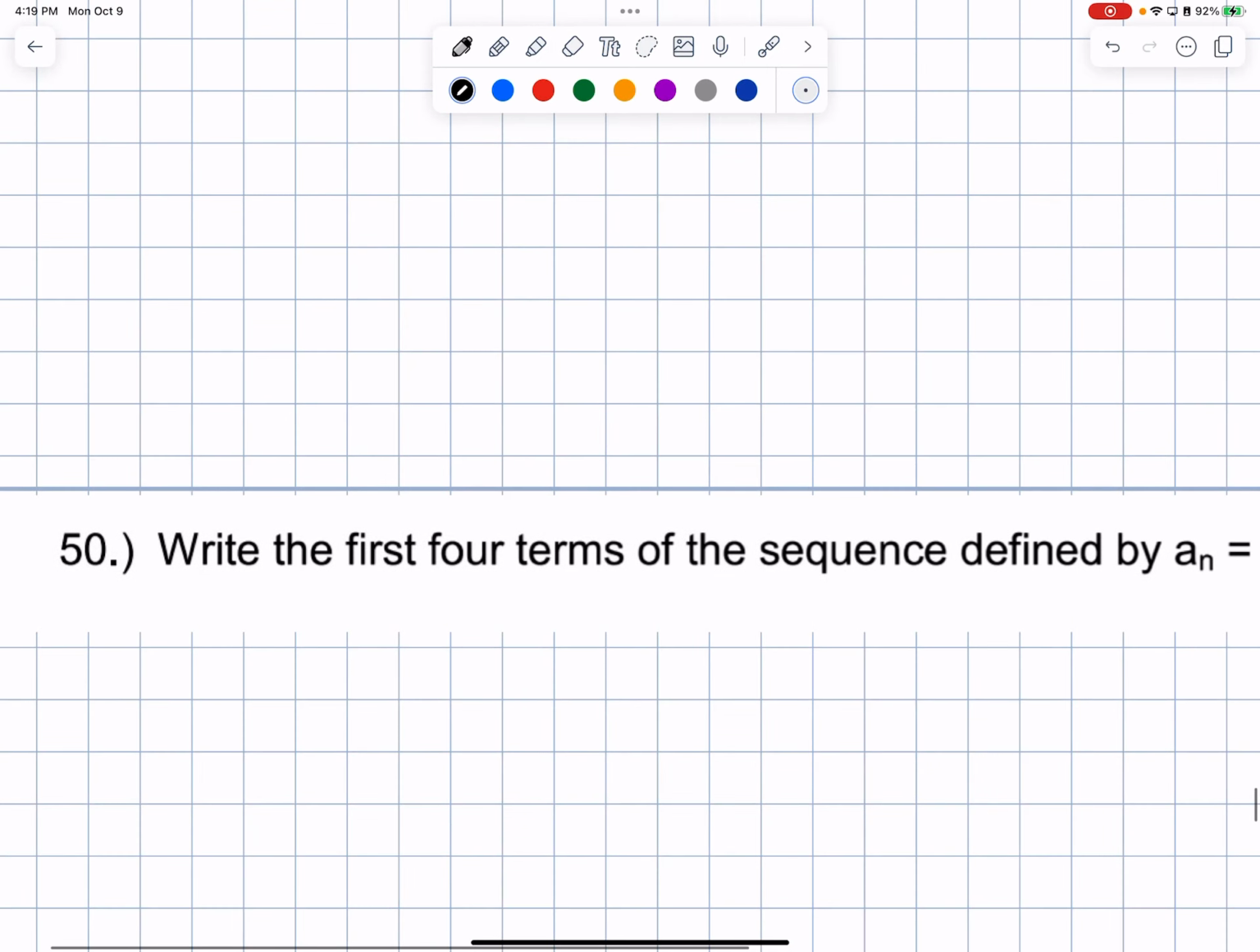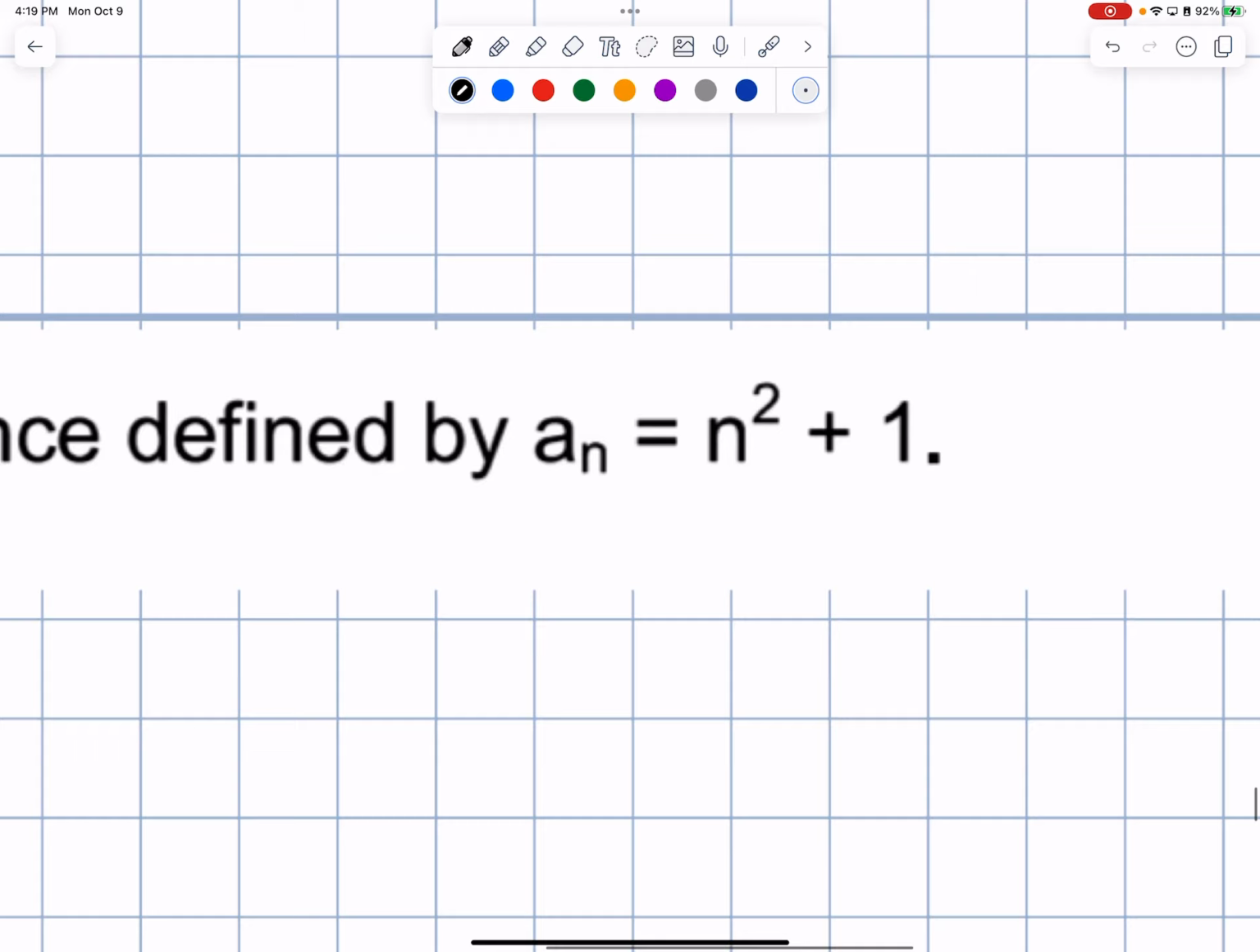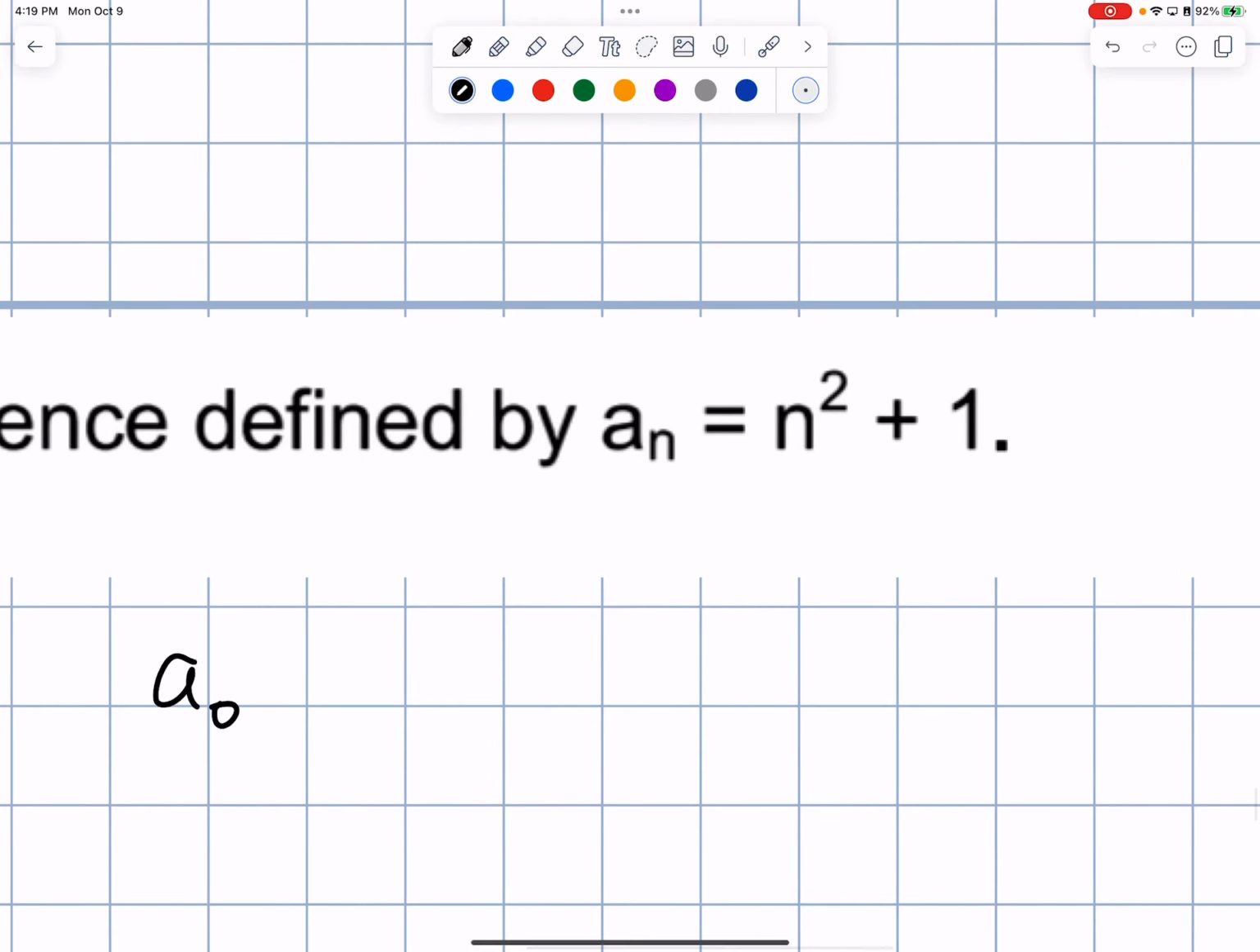Number 50, write the first 4 terms of the sequence defined by this. Okay, here's what you do. Start with 0: plug in 0, then plug in 1, then plug in 2, then plug in 3. So if I plug in 0, I get A0, A1, A2, A3. Those are the first 4 terms.